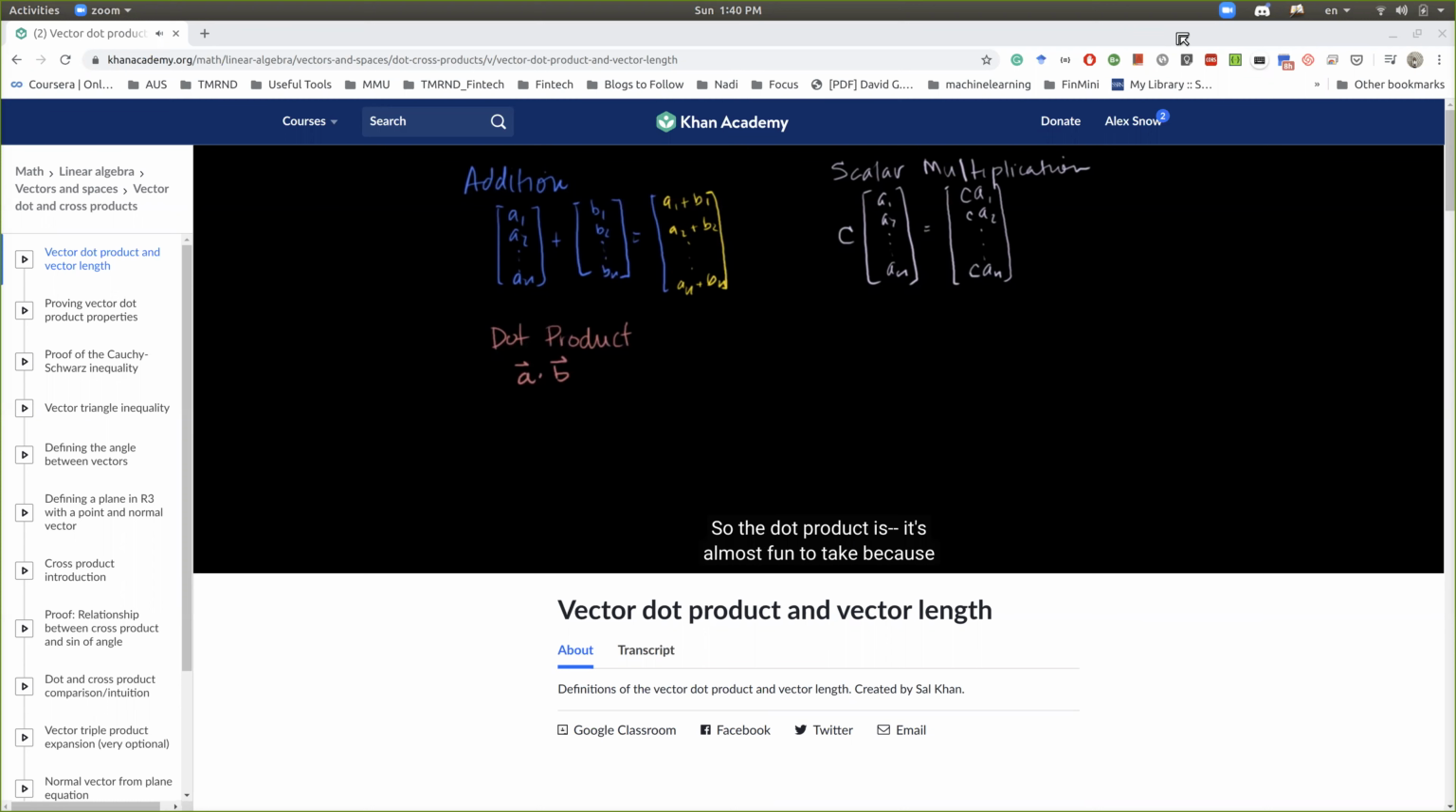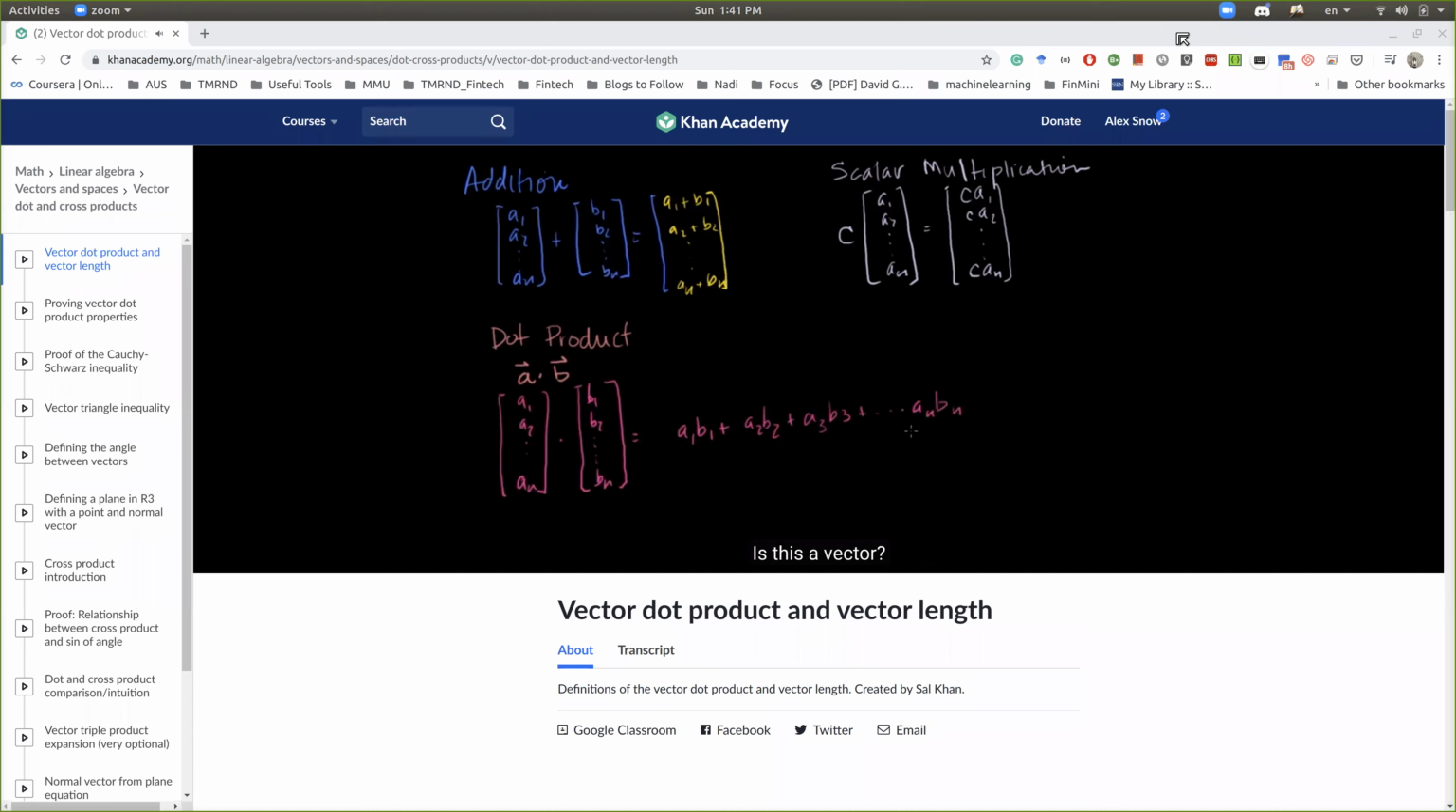The dot product is almost fun to take because it's mathematically pretty straightforward, unlike the cross product. So this is a1, a2, all the way down to an. That vector dot my b vector, b1, b2, all the way down to bn, is going to be equal to the product of each of their corresponding components, so a1 b1, added together, plus a2 b2, plus a3 b3, plus all the way to an bn.